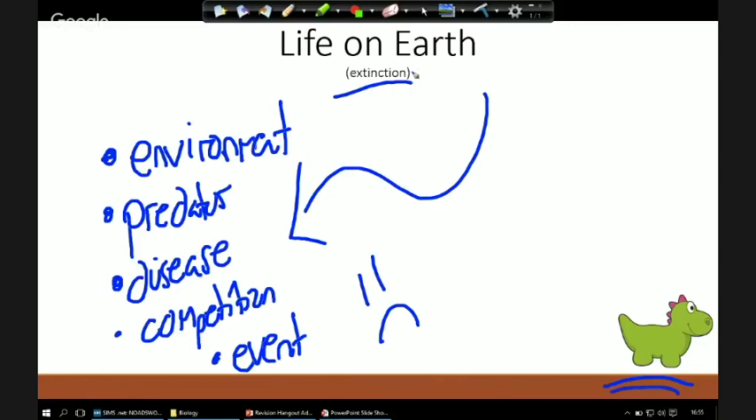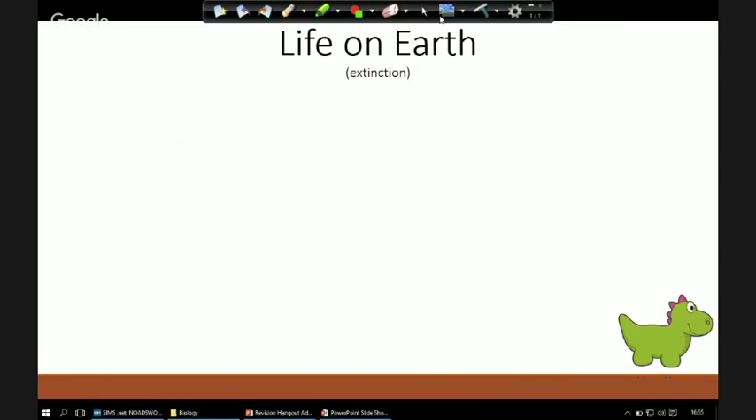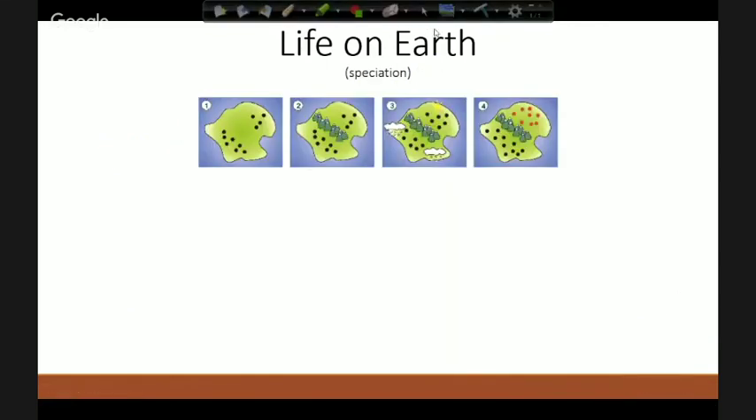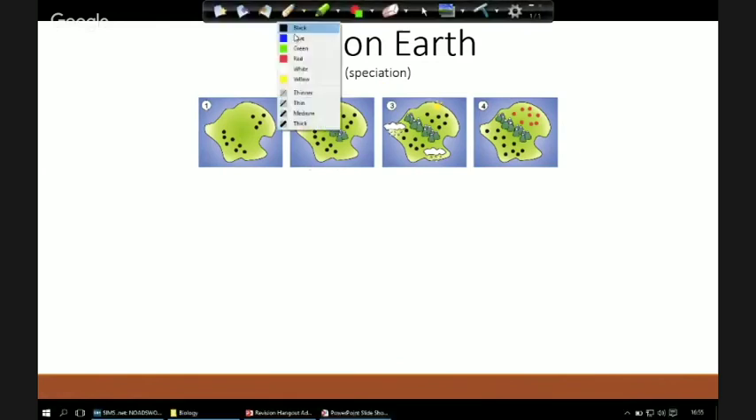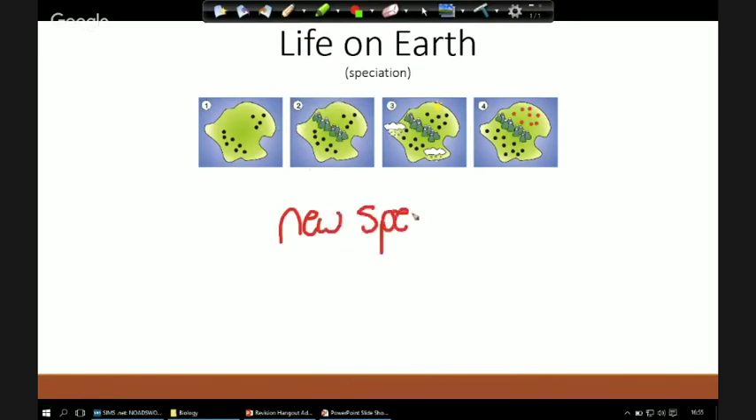Well, that leads on to our final point. What is a species? How does it come about? This is speciation. This is the development of new species. And a species is simply defined as an organism that can successfully mate and produce viable offspring. To put that another way, a human and a chimpanzee are different species.